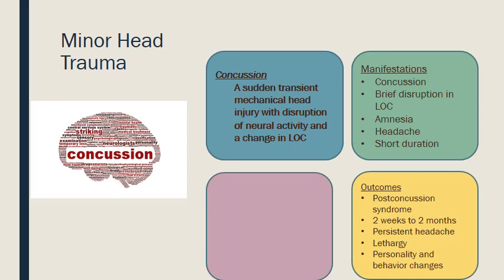Minor head trauma. Generally, we look at a concussion as minor head trauma. It's a sudden transient mechanical head injury with disruption of neural activity and a change in level of consciousness. Manifestations of concussion include a brief disruption in the level of consciousness. They'll have amnesia about the event that occurred. They will also have a headache, and the effects will be of short duration.